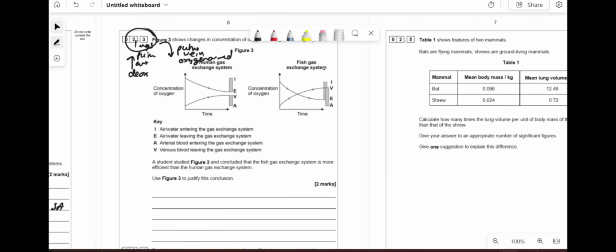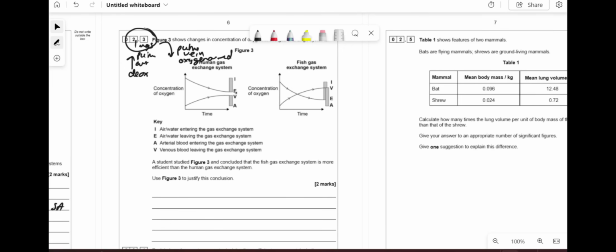Whereas in fish, as time goes on, the concentration of venous blood leaving the gas exchange system is increasing, and the concentration of arterial blood entering the gas exchange system is decreasing. So what's going on here is that arteries and capillaries are going into the gills, and as they go on, the concentration's dropping, even more so compared to the pulmonary artery in mammals and humans.